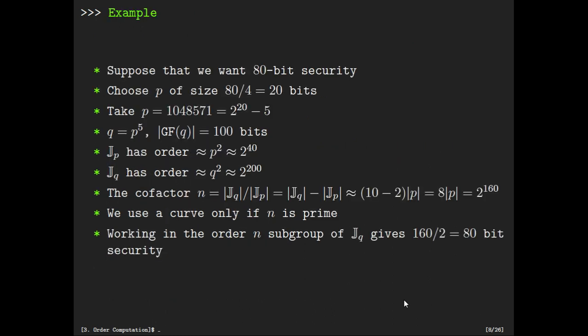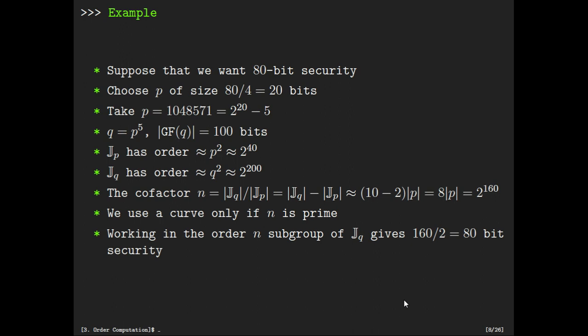Suppose that we want 80-bit security. Now we choose a prime p of size 80 by 4 equal to 20 bits. Now we find a 20 bits prime. Now construct quintic extension q equal to p to the power 5. Therefore the size of q is 100 bits.